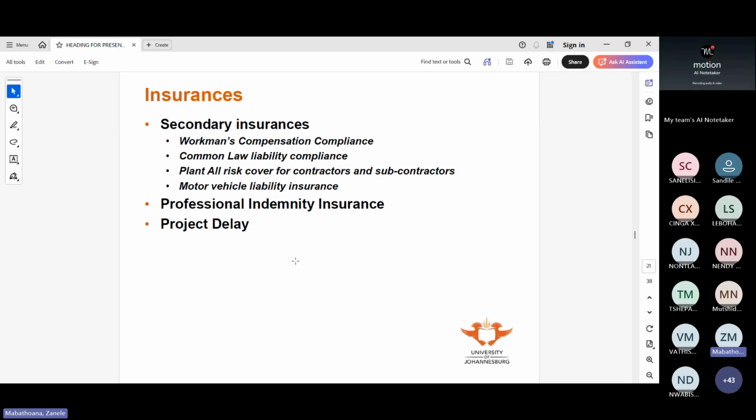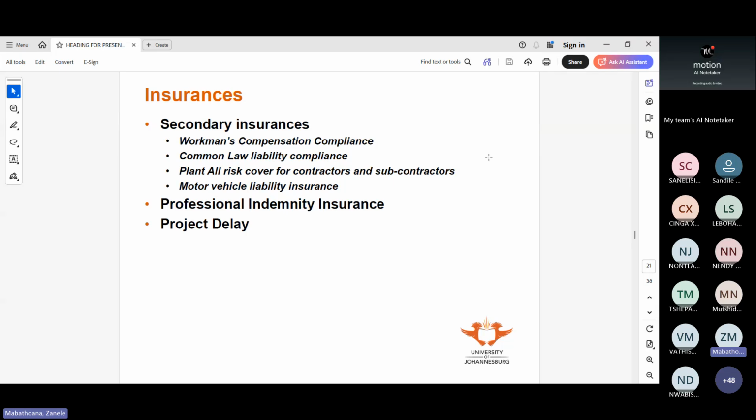Plant all risk cover for contractors and subcontractors. So this is for the plant that they're using on site, because this is not much part of the works, but it's necessary for the works to happen. Then you have motor vehicle liability insurance. This could be for vehicles that are used for the site and or that have to do with work getting to site, the contractor's motor vehicles. You don't want your contractor telling you that he had a car accident, now he doesn't have a car and he can't get to site and stuff like that.